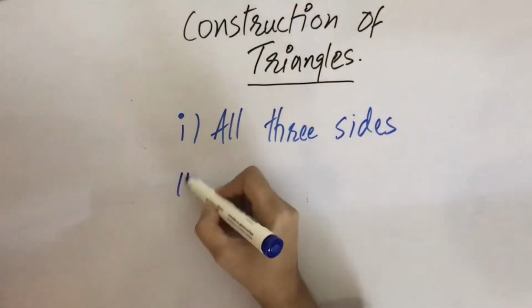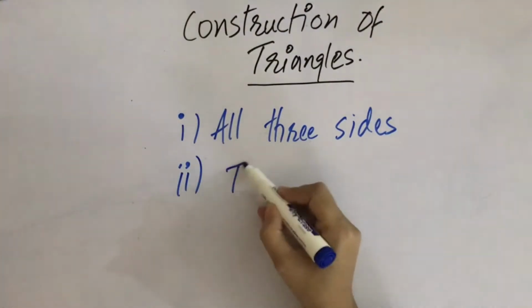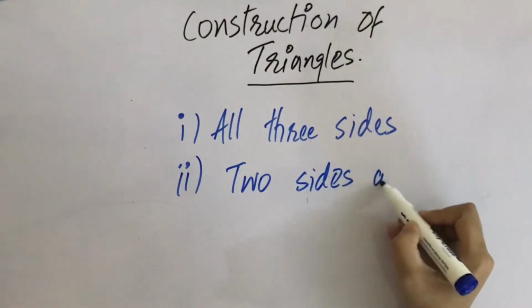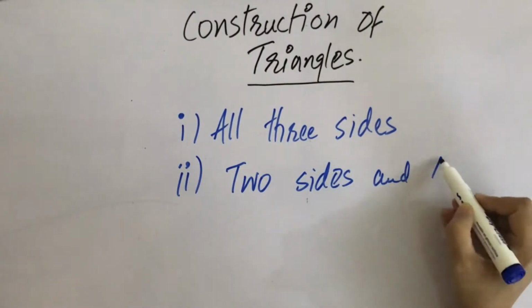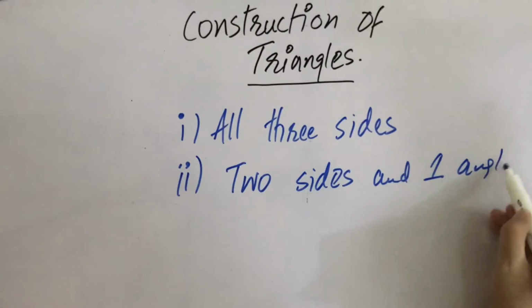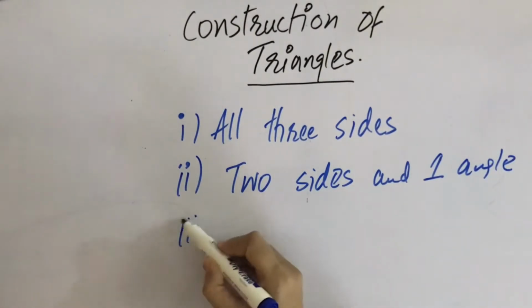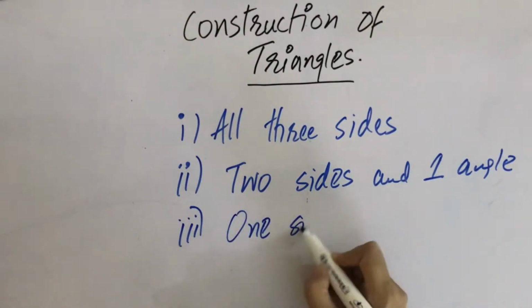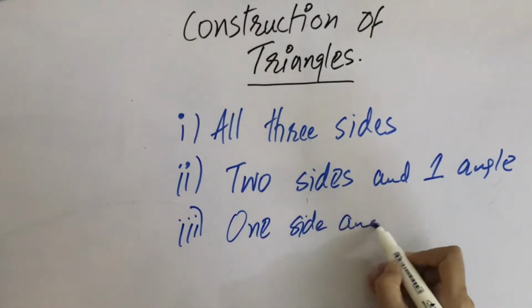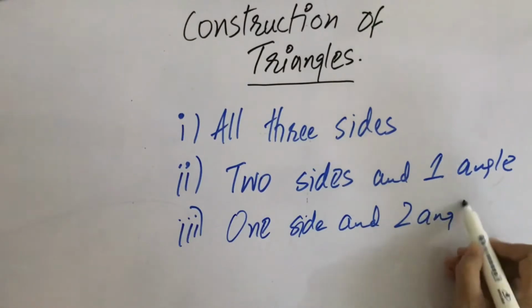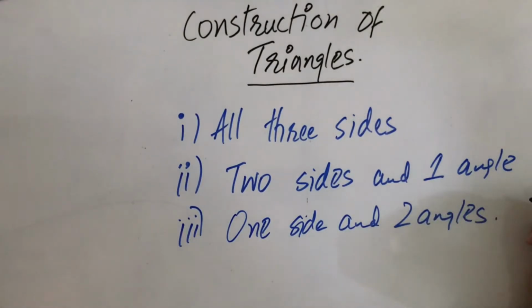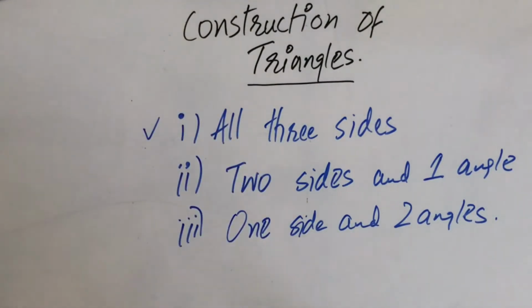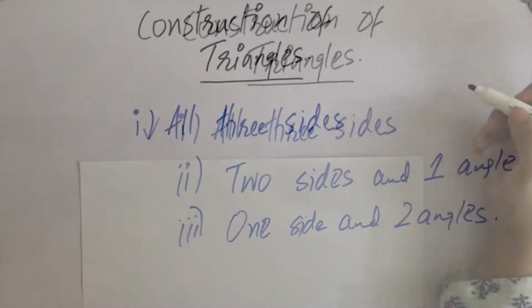The second type is when you are given two sides and one angle. And the third type of question is usually when you are given one side and two angles. So now we shall discuss all three one by one. First of all, we shall draw a triangle in which we will be given all three sides.